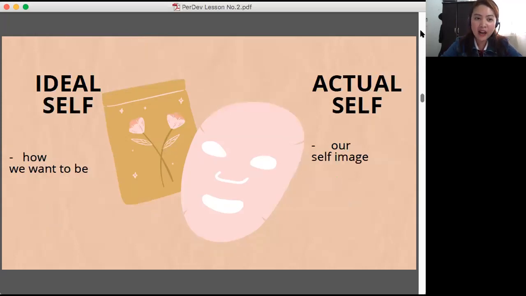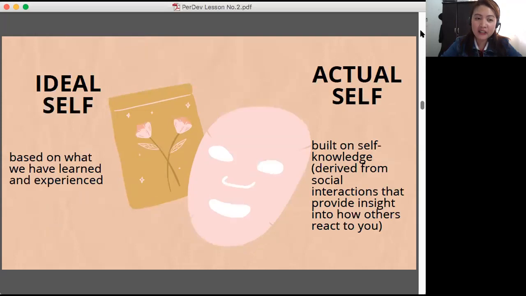Ideal self is how we want to be, and actual self is our self-image. Ideal self is based on what we have learned and experienced, but actual self is built on self-knowledge derived from social interactions that provide insights into how others react to you. So in actual self, it is very vital for us to interact with other people and gain some insights.